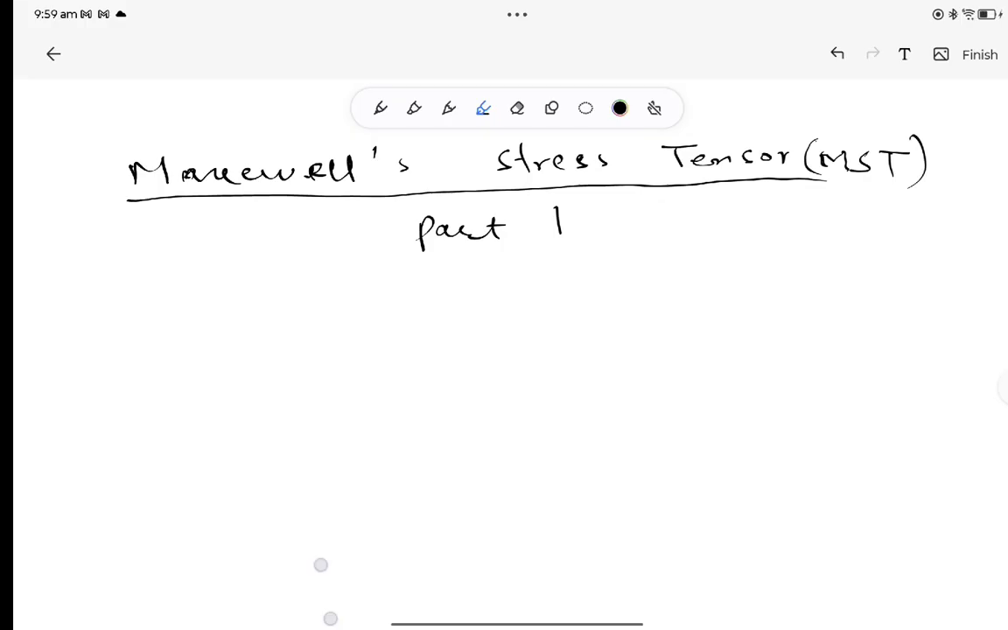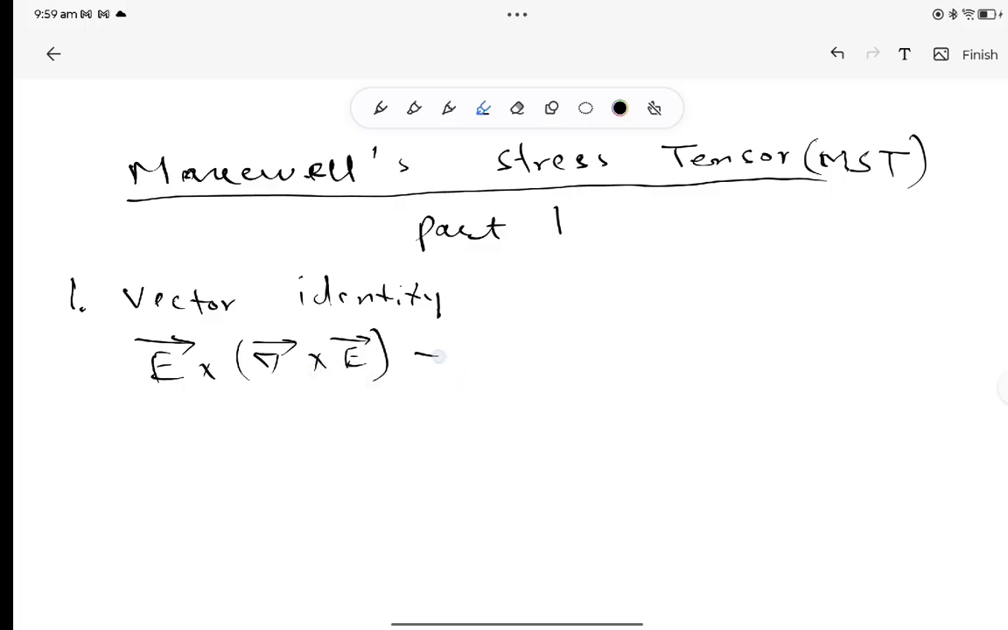One is, number one, a vector identity, namely E cross del cross E is equal to 1 by 2 del E squared minus E dot del E.